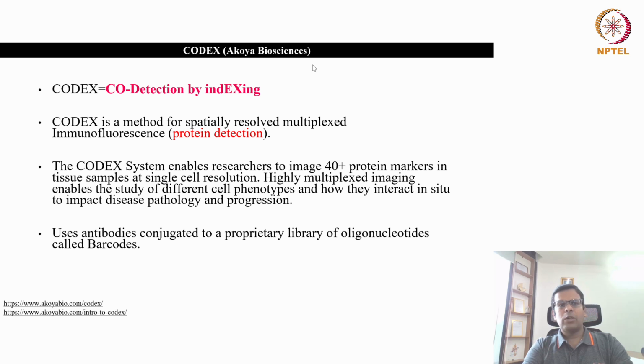So CODEX stands for CO-Detection by indEXing, and CODEX is a method for spatially resolved multiplexed immunofluorescence protein detection. The CODEX system enables researchers to image 40 plus protein markers in a tissue sample at single cell resolution. It is highly multiplexed imaging, which enables the study of different cell phenotypes and how they interact in situ to impact disease pathology and progression. And as this technique is for protein detection, obviously it is based on antibodies, and antibodies conjugated to a proprietary library of oligonucleotides called barcodes. Okay, so let us see how this technique works.